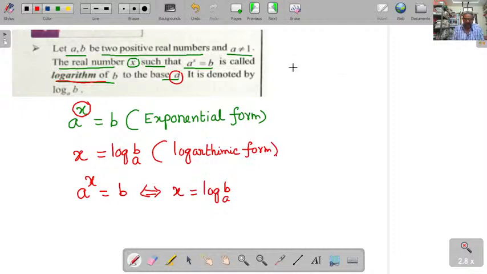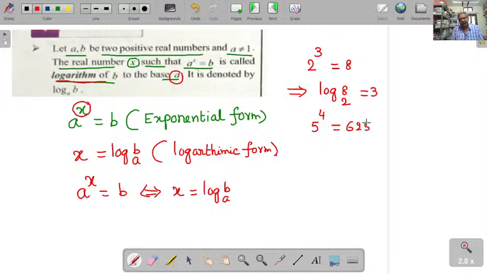For example, 2 cube is equal to 8. We can write this as log 8 to the base 2 is equal to 3. For example, 5 to the power of 4 is equal to 625. So this 4 is called the logarithm of 625 to the base 5. We can write log 625 to the base 5 is equal to 4.